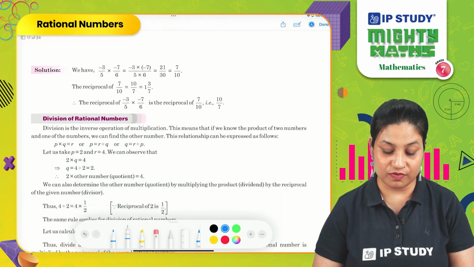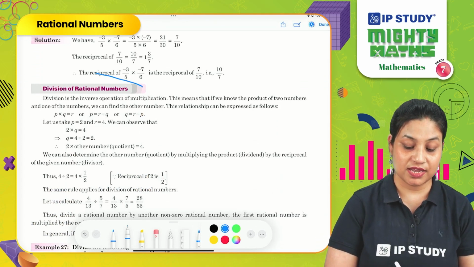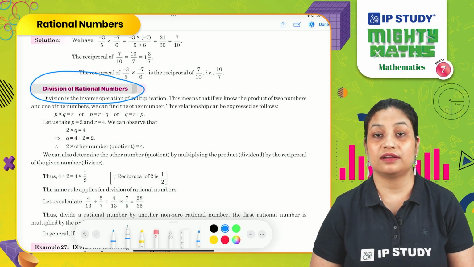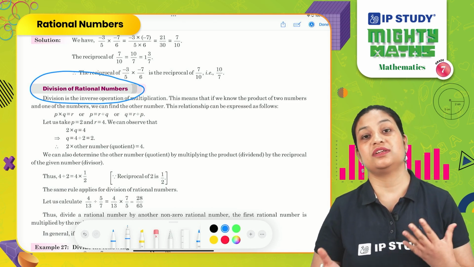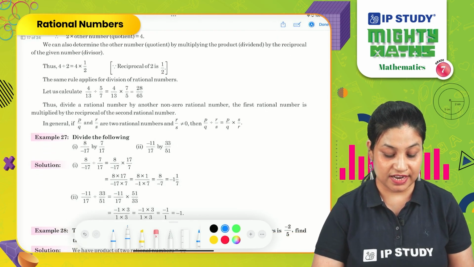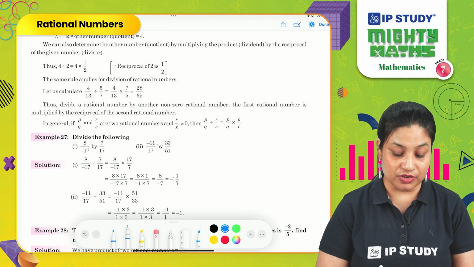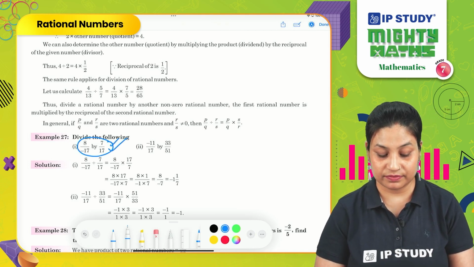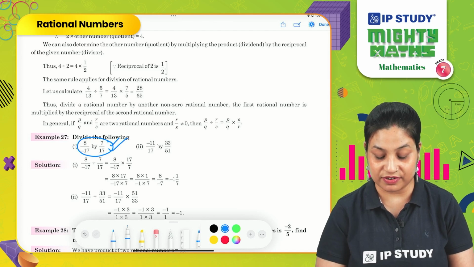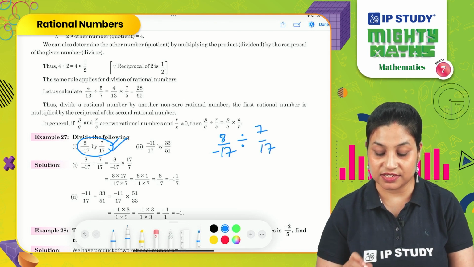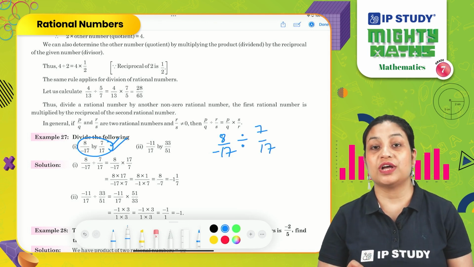Now, let's move on to the next topic. The next topic is division of rational numbers. So, how are we going to do that? So, dear students, this is similar to the division of fractions that we have already covered in the previous grade. Now, let's do it again by taking an example over here. So, we have the first part of example number 27: 8 by minus 17. We have to divide it by 7 by 17. This is your question. Now, how are we going to do that?